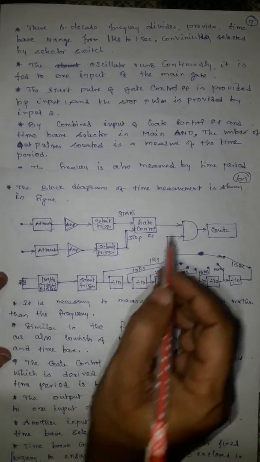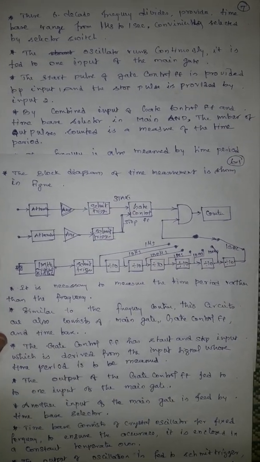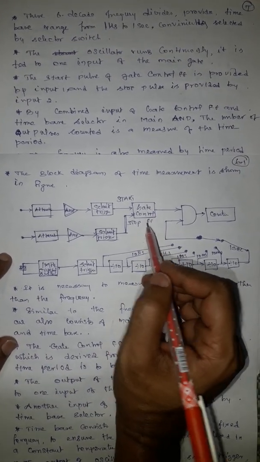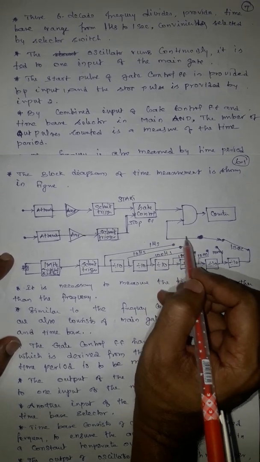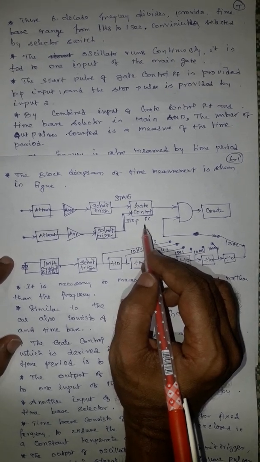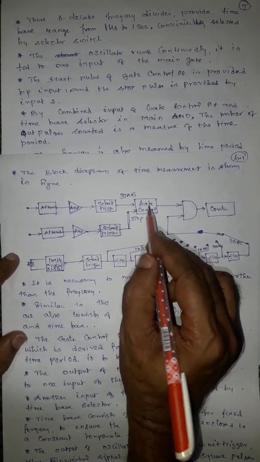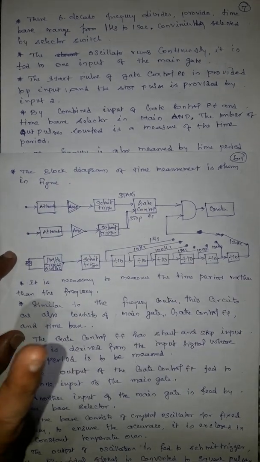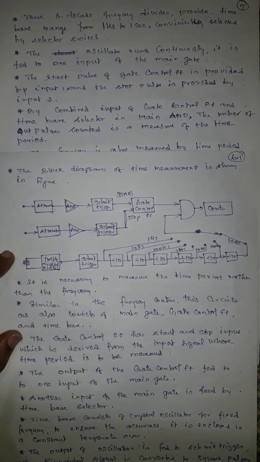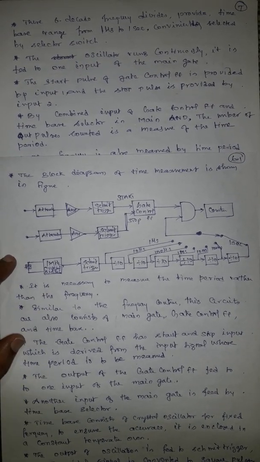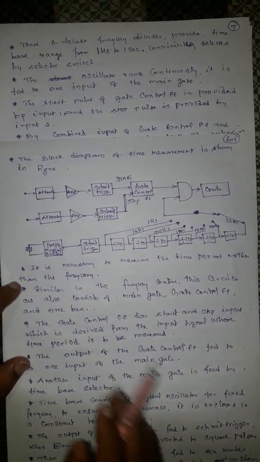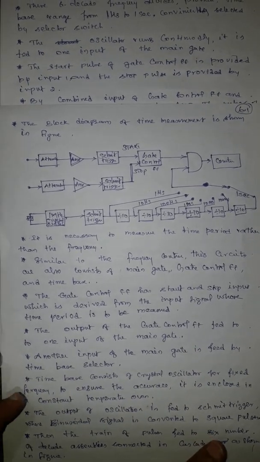See the diagram. In the previous case, the digital frequency counter, this flip-flop gate control is present here, in the time based selector. But in case of time measurement or period measurement, this gate control is present on the input side. That is the one and only difference between the digital frequency counter and digital time period measurement. The block diagram of a time measurement is shown in the figure. It is necessary to measure the time period rather than frequency.